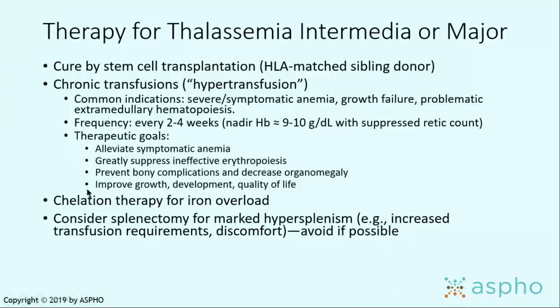So your goal is you want to alleviate the symptomatic anemia, you want to suppress the ineffective erythropoiesis, you want to prevent the bony complications, and you want to improve the organomegaly that they will have and improve their growth and development. But all of those transfusions will definitely cause iron overload. Sometimes they'll develop hypersplenism, they'll have a lot of iron loading in their spleen, and they may need to have a splenectomy.